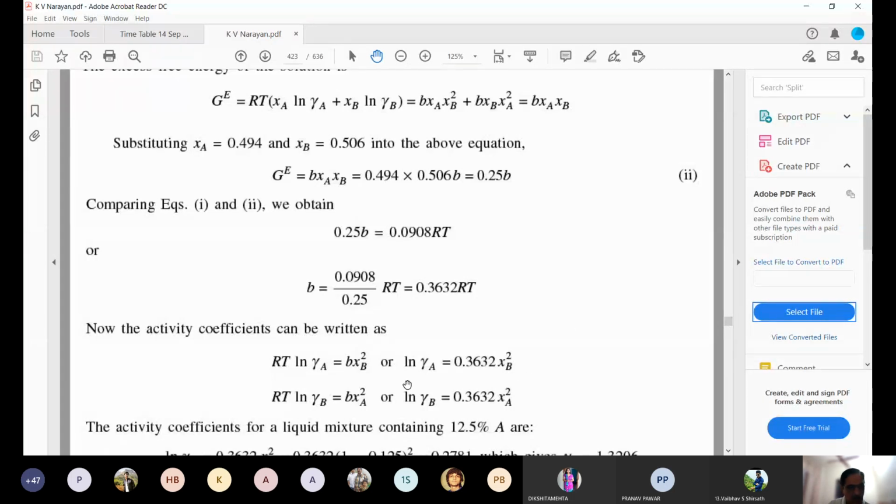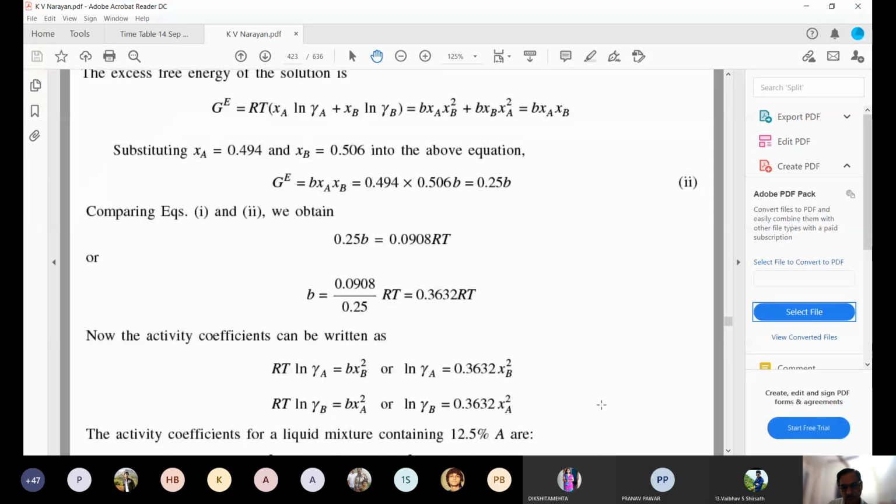First, find out gamma A from this equation for the composition given. 12.5 mole % A, right? For this, find gamma A and gamma B. Find out gamma A and gamma B first. From this equation, you know XA, you know XB. What is XA value? 0.125. Yeah, so substitute that value and find out what is gamma A and what is gamma B.